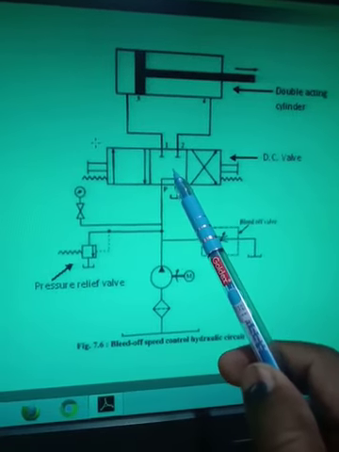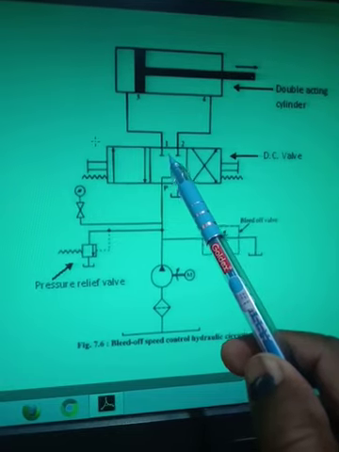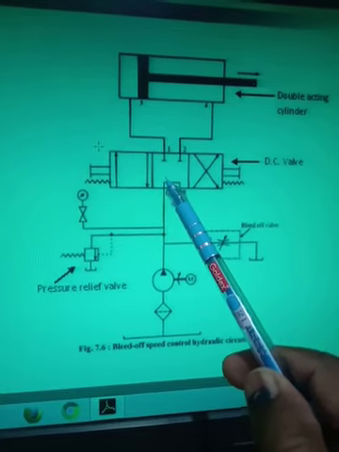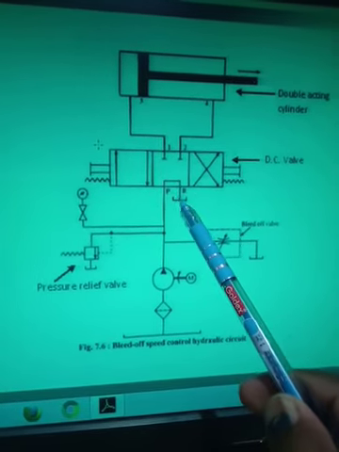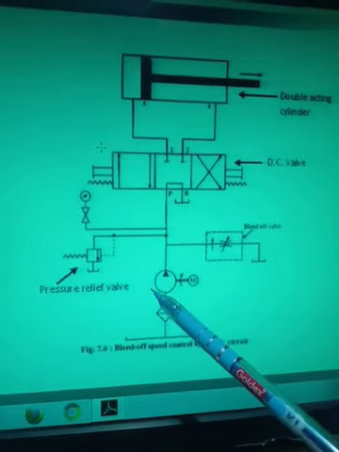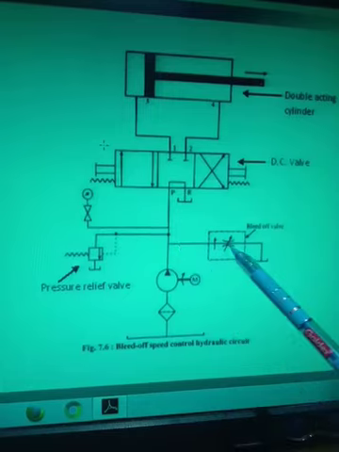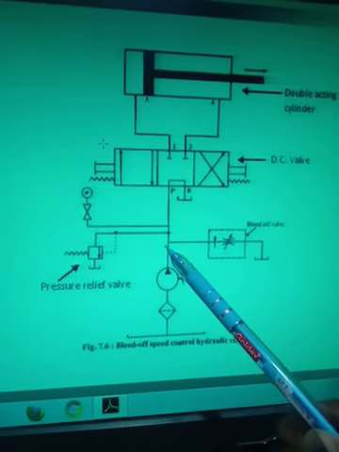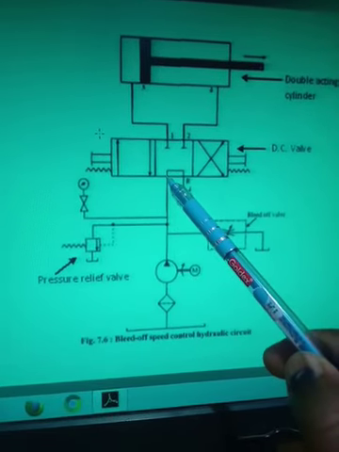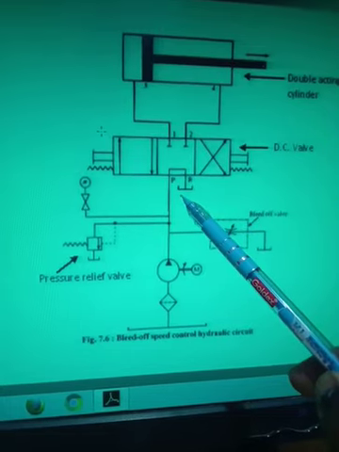Suppose I set the direction control valve on the third position. So what will happen in the third position? P is connected to R. So the system is not stopped, I will not stop the pump, so the pump will go on running. From here also some oil will come to the reservoir. Whatever oil goes in the forward direction will come again to the reservoir.